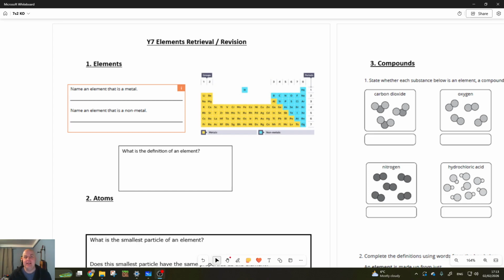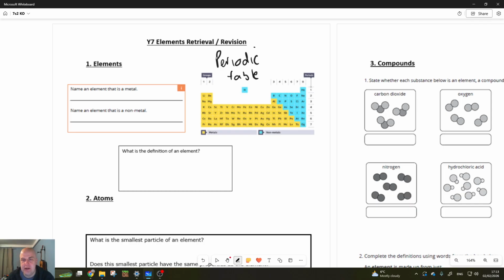Here we are, revising a little bit for our end of half-term test. So this is our Year 7 Elements knowledge organiser, and we're going to fill it in and think about some things. First things first, we have our periodic table here. Now remember, you will be given this.